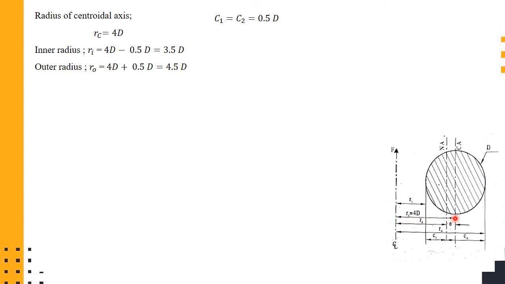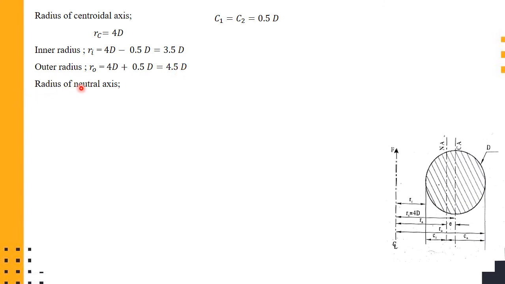from here till here, that is 4D, that is RC plus 0.5D. Whatever is remaining is nothing but D by 2 or 0.5D. RC plus C2 will give you Ro. So RC is 4D, then 0.5D or D by 2, that is C2, 0.5D. So outer radius will be 4.5D.